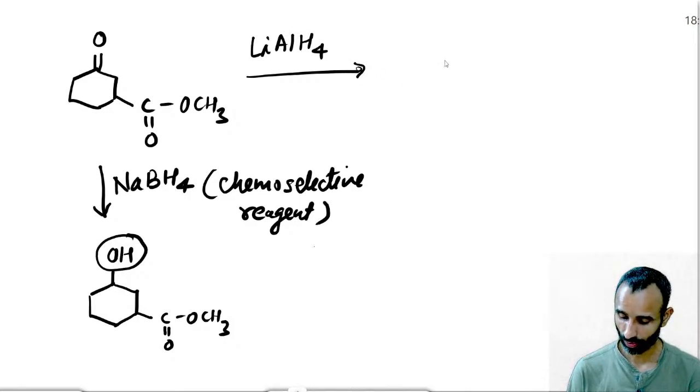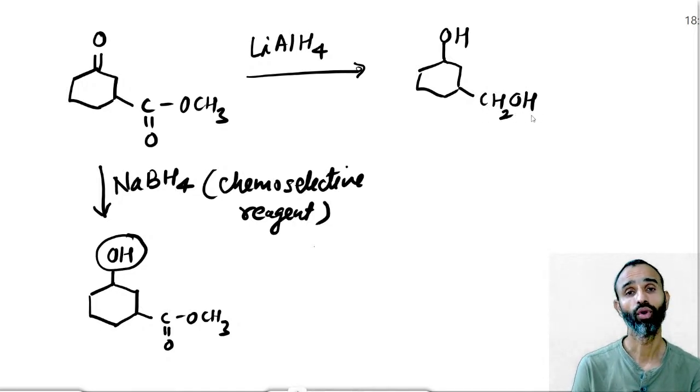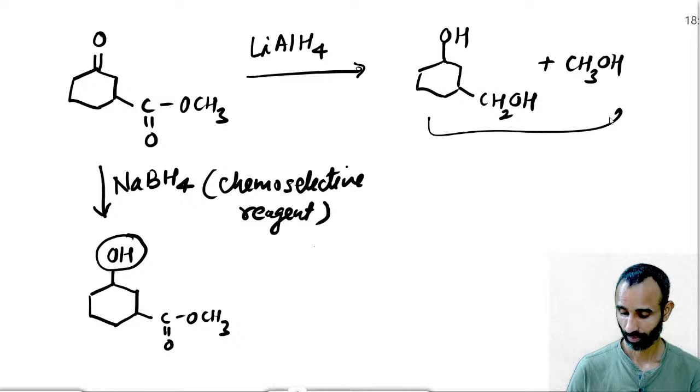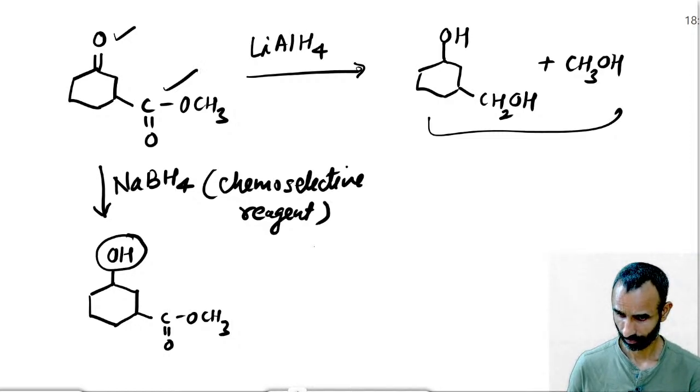But if we use lithium aluminum hydride, then O turns to OH, and instead of that we will get CH2OH, yes, we get CH2OH and CH3OH. So lithium aluminum hydride can reduce aldehyde, ketone, ester, nitrile. Also we can use HI over red phosphorus, right? Yes, that can be used.